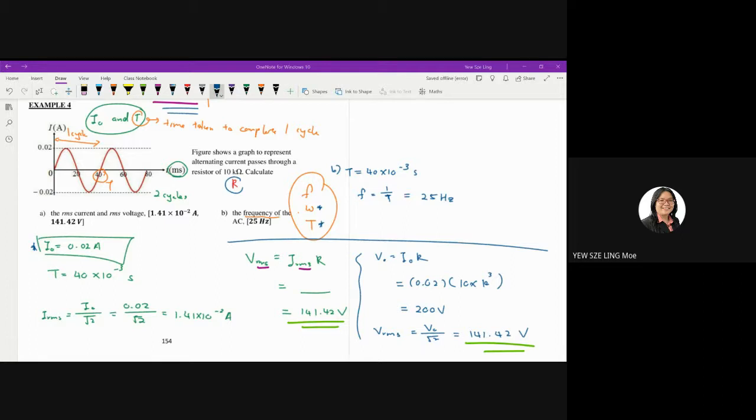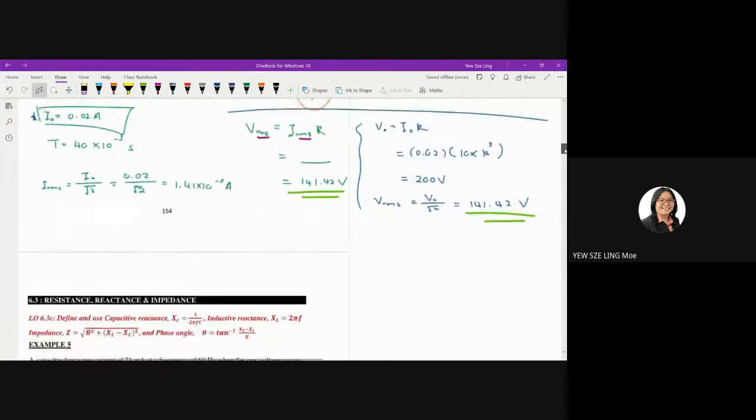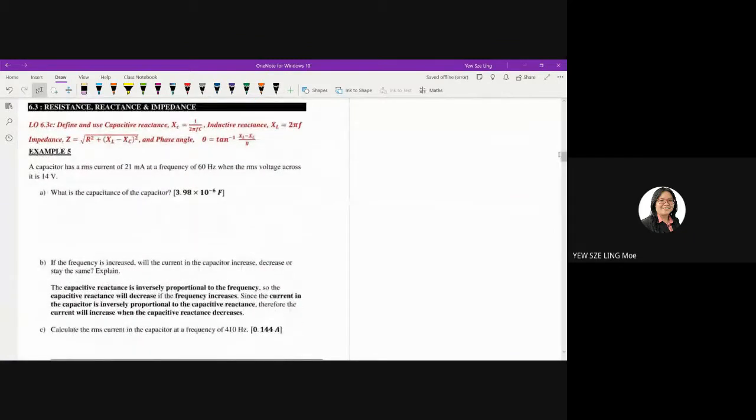All right, so far it's still quite simple. Now let's look at the next subtopic. I would say it's the main dish of chapter 6. Everything, the most important things, are all in this 6.3. So 6.3, resistance, reactance, and impedance. Define and use capacitive reactance XC, inductive reactance XL, impedance, and also the phase angle. You need to know these 4 equations. These are the most fundamental equations that you have to know.